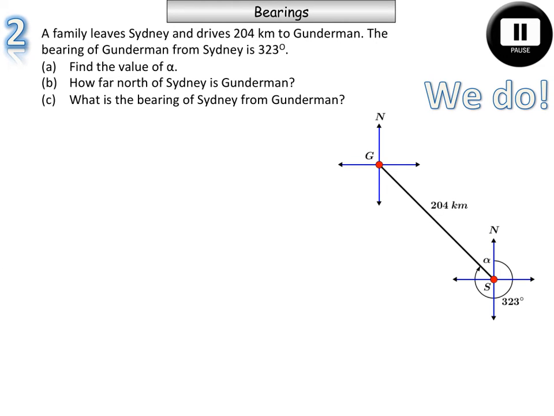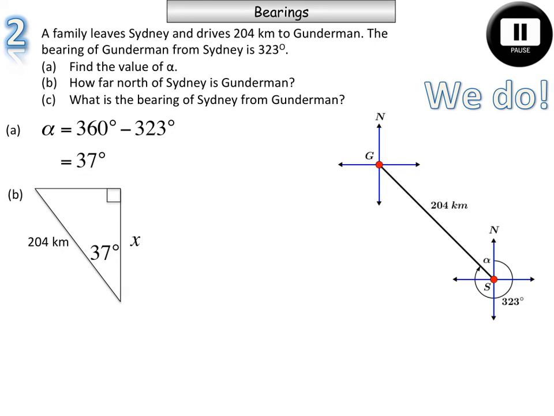Pause the video and have a go at these three parts. The diagram has been indicated just to help you out. To work out the value of that angle alpha, we know a complete revolution is 360 degrees, and we're just before 360 degrees. So if we do 360 take away the 323, we get our alpha, so that's 37 degrees.